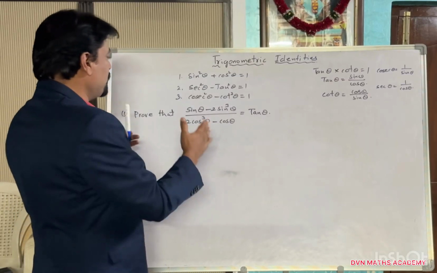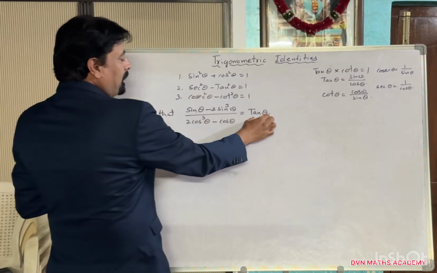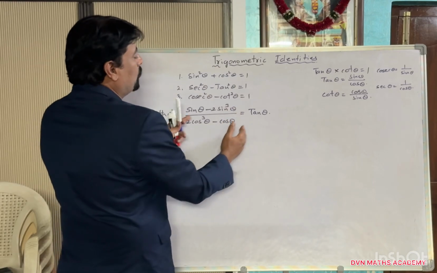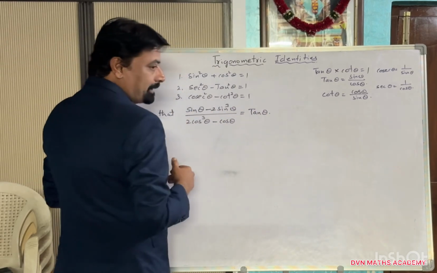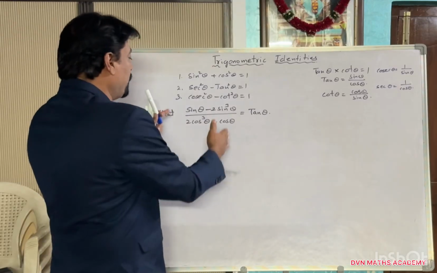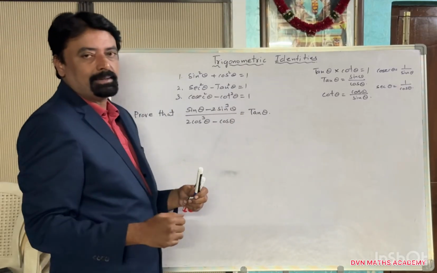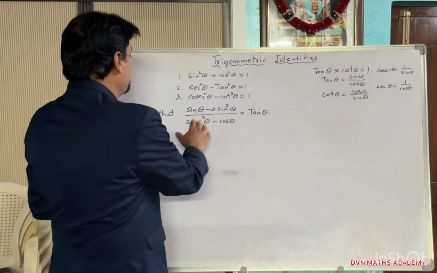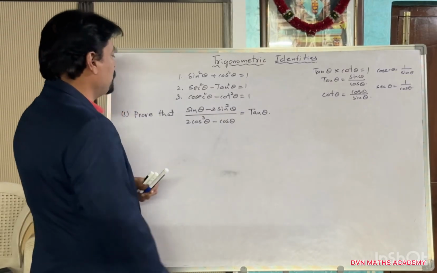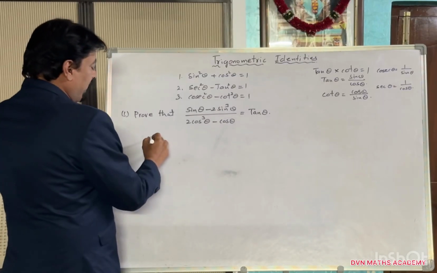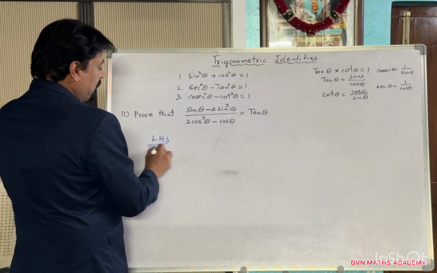So here the question is in two parts. This is LHS and this is RHS. If you simplify the LHS, you want to get RHS. Sometimes if you simplify the RHS, you want to get LHS. In some cases, you require to simplify both LHS and RHS, then you will get the same answer. Then we can say that it is true. Hence, it is true. So in my first question, what is LHS?